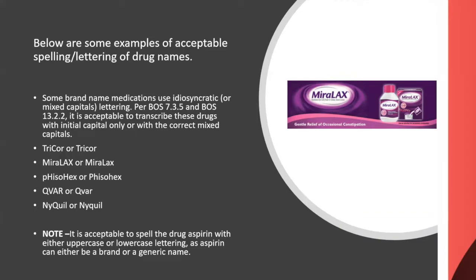Below are some examples of acceptable spelling and lettering of drug names. Some brand name medications have, here's a tongue twister, idiosyncratic or mixed capital lettering. Per BOSS 7.3.5 and BOSS 13.2.2, it is acceptable to transcribe these drugs with initial capital only or with the correct mixed capitals, like Tricor, for example. You can either just capitalize the T, the first letter, or you can capitalize the T as well as the C.